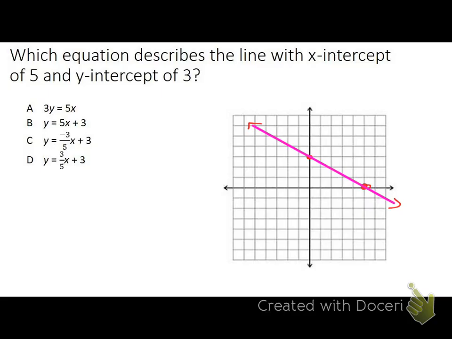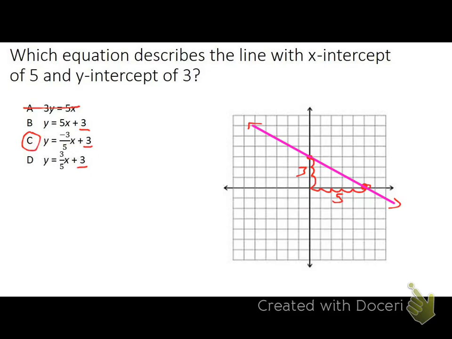If my y-intercept is 3, I've already got it down to those 3 answer choices because that first answer choice does not have the appropriate y-intercept. And then I just got to figure out my slope. My slope is 1, 2, 3, 1, 2, 3, 4, 5. So my slope would be a negative 3 over 5. You got to be careful there because since this is going down and to the right, it's going to be a negative slope. That's why I make sure and choose answer choice C.